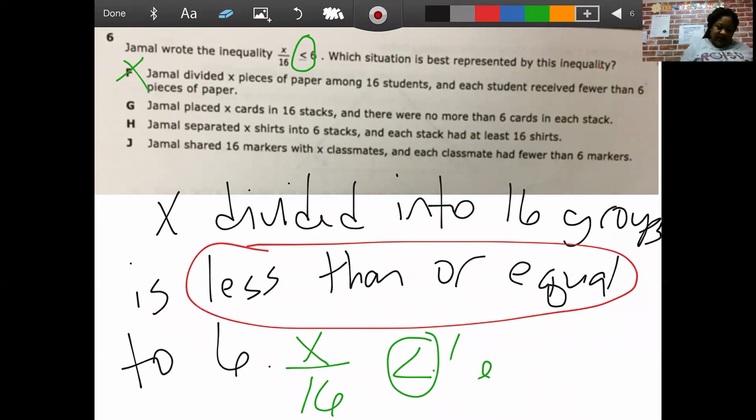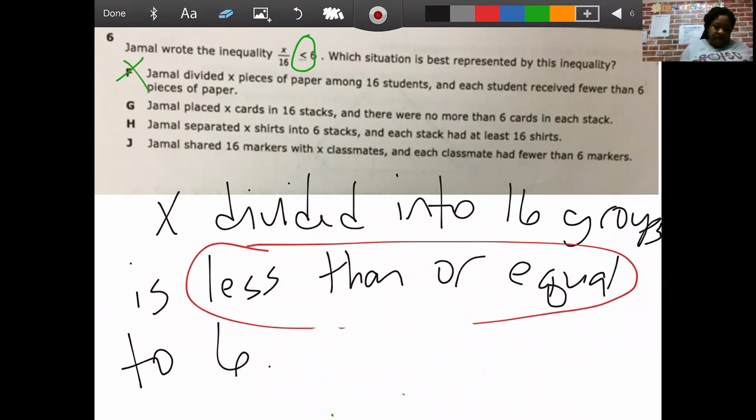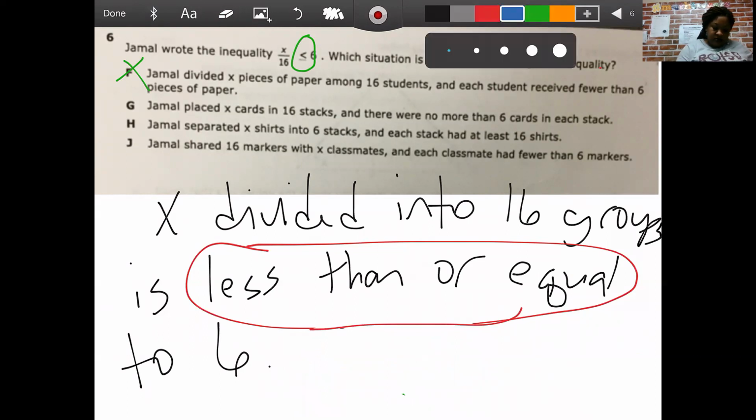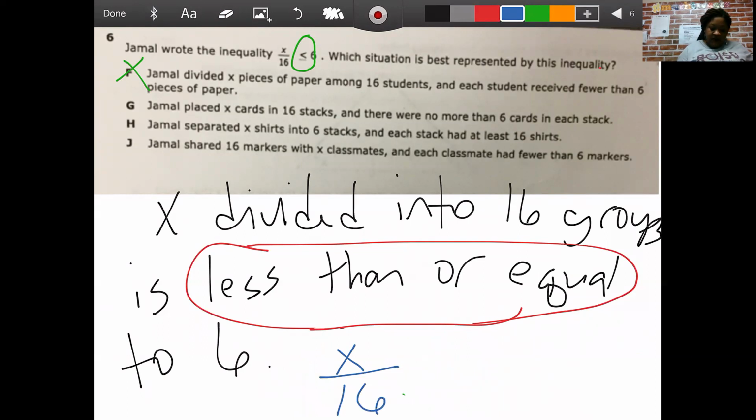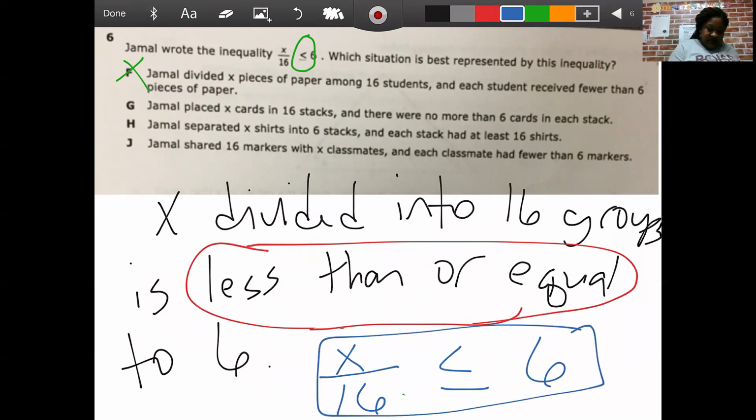Okay, erase this, let's do G. Jamal placed X cards into 16 stacks, and there were no more than 6 cards in each stack. It can't go over 6, but it can be equal. So does this inequality statement match the example?